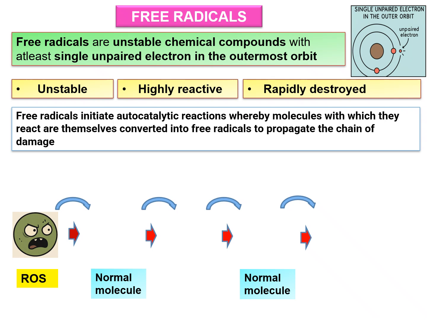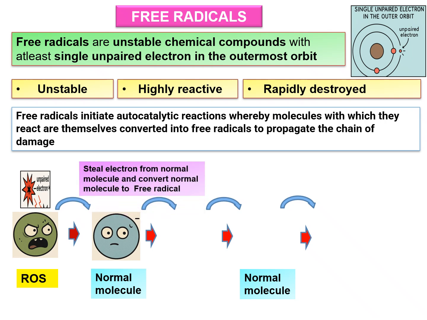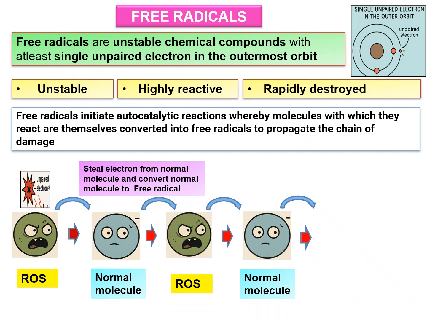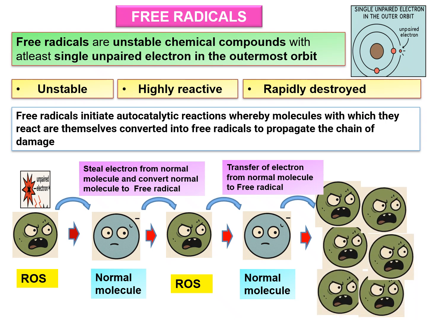So here is a reactive oxygen species. What is it having? It is having a single unpaired electron. Now it reacts with the adjacent normal molecule and tries to steal electrons from it, thus converting this normal molecule into another free radical. And this process continues. This newly converted free radical again attacks a normal molecule, which again converts into another free radical. In this process, there is accumulation of more and more free radicals, thus causing oxidative stress.